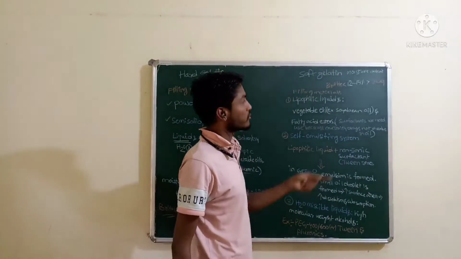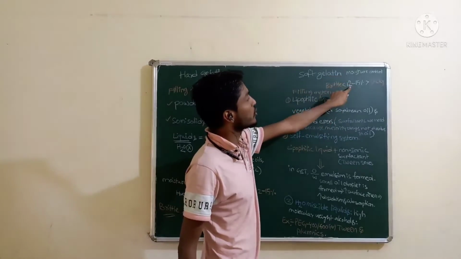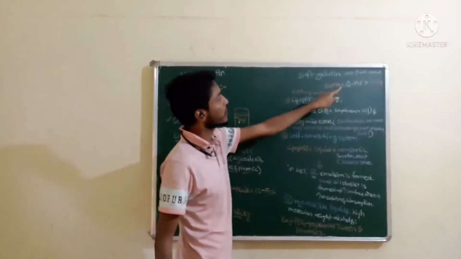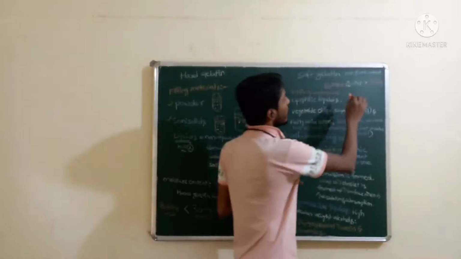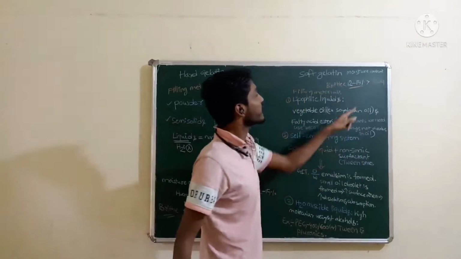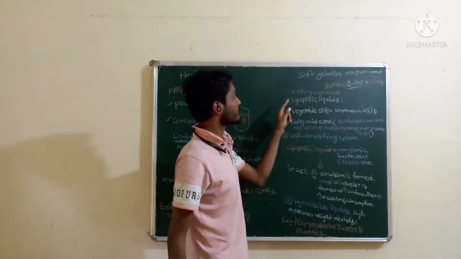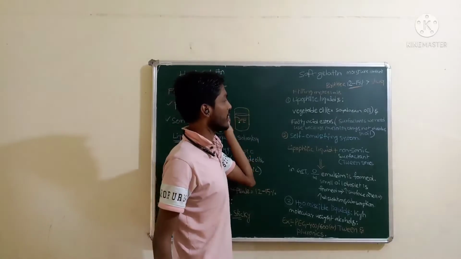Next one is soft gelatin capsule. In soft gelatin capsules, the moisture content should be 12 to 15%. Here it is 30 to 45, and here 12 to 15% should be. Try to note this: 12 to 15% moisture content is allowed. So what are the filling materials? Same as for this one.